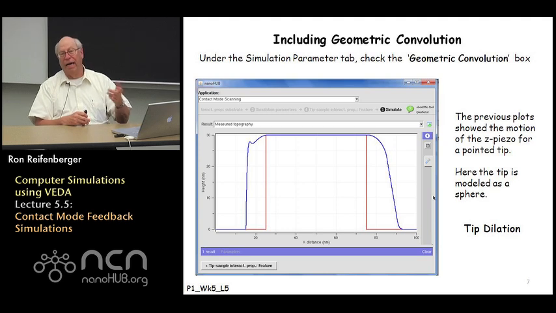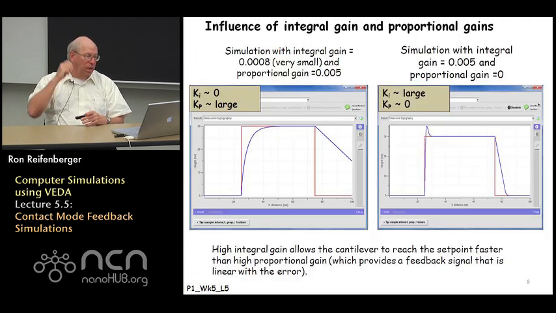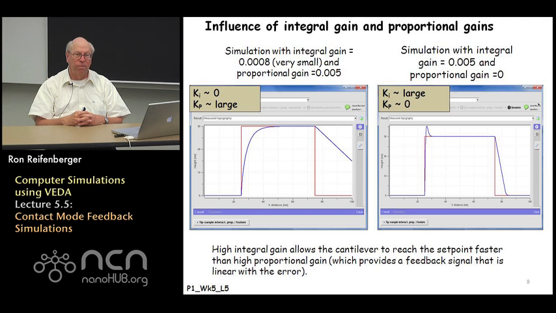So the blue line calculation, again, is going to require a few minutes to complete because it's constantly adjusting, because it has to properly take into account the tip radius. The next slide here, I try to make a systematic study of how the proportional and integral gains influence the geometry that you would get in an AFM scan.